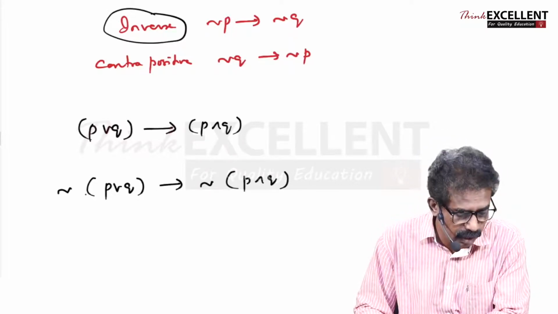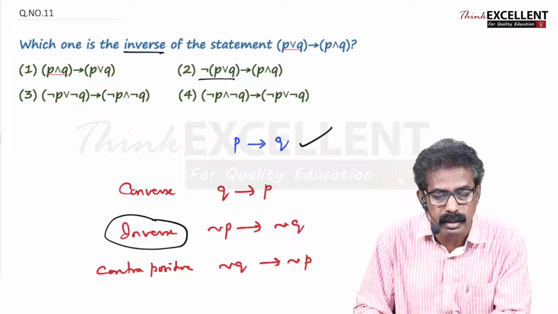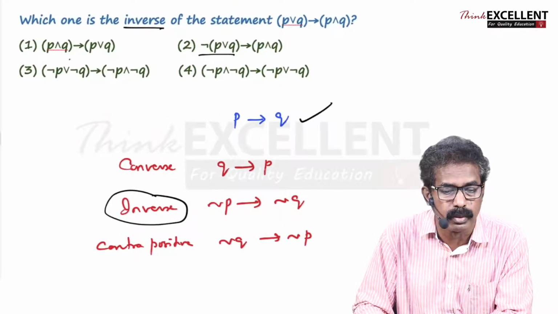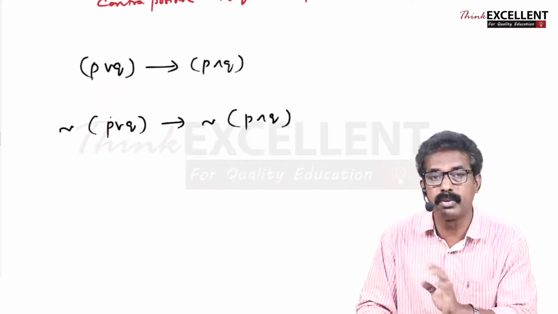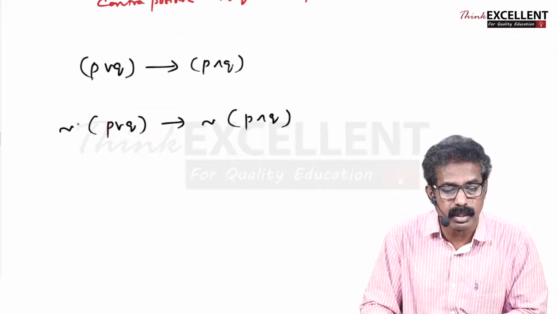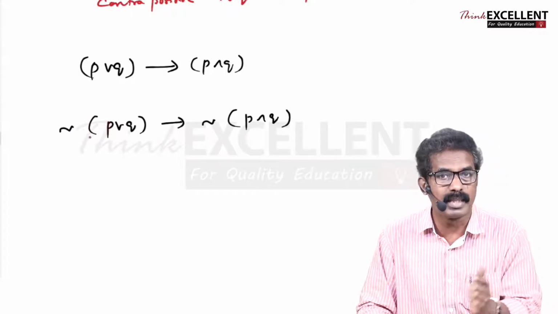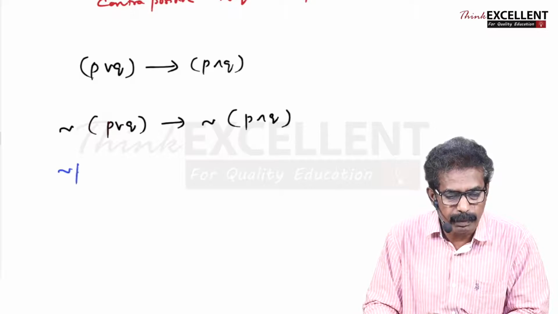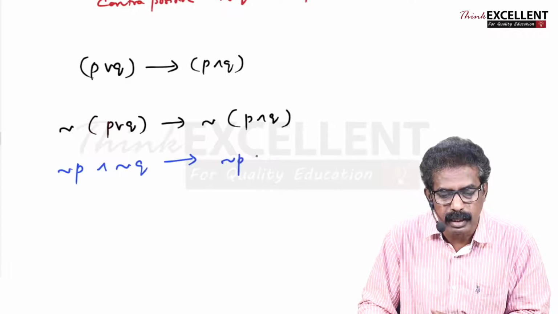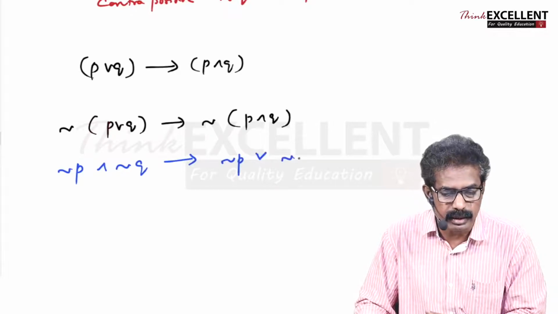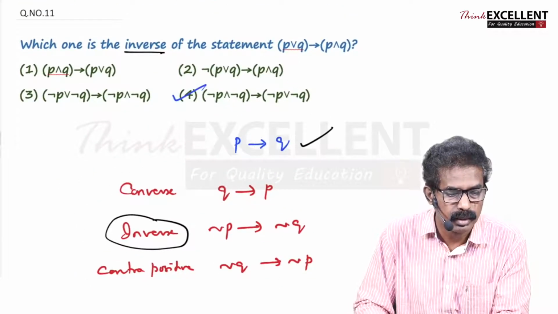So check whether this option is there. Negation P join Q implies negation P meet Q. No, it is not there. Nothing else started with negation P join Q. So apply De Morgan's law. You know how to use De Morgan's law. Negation of P join Q, that is A union B, the whole bar, A bar intersection B bar, right? So negation P meet negation Q implies negation P joined, the meet becomes join, negation Q. Check whether this option is there. Yes, that is the fourth option, okay?